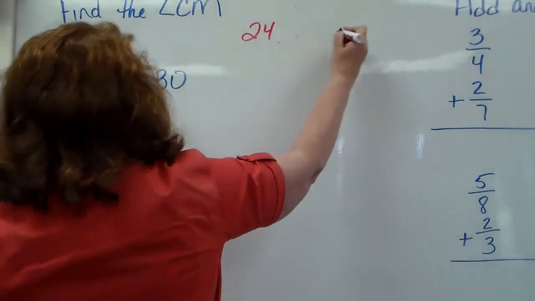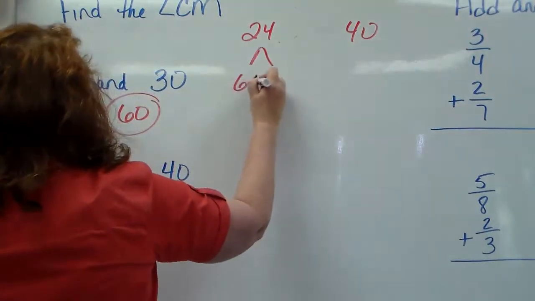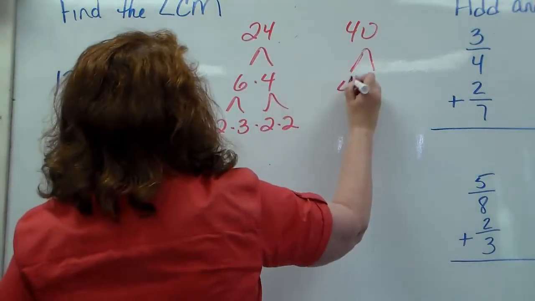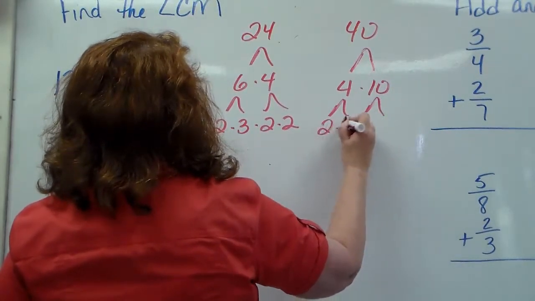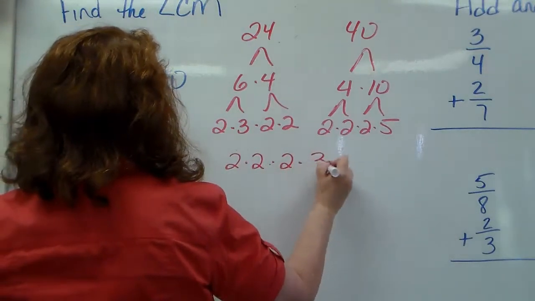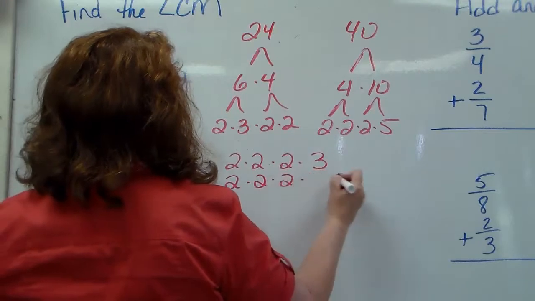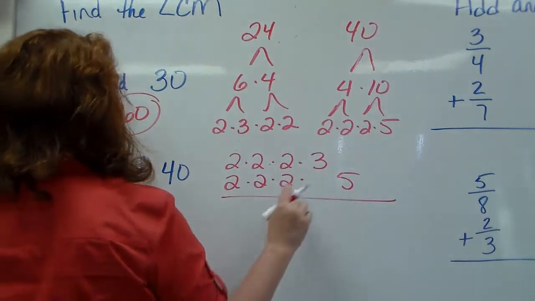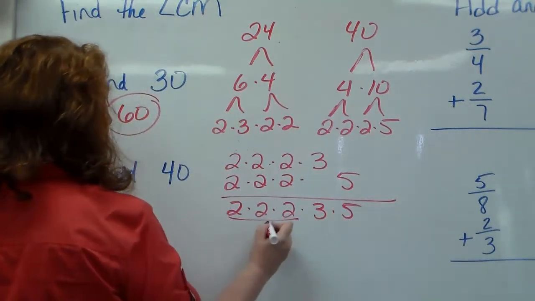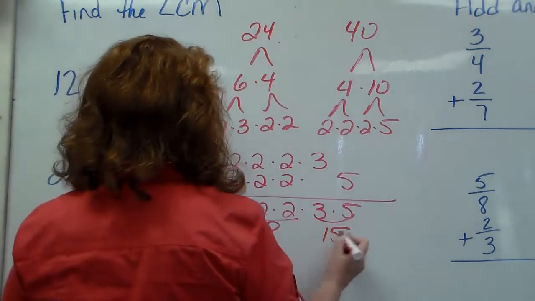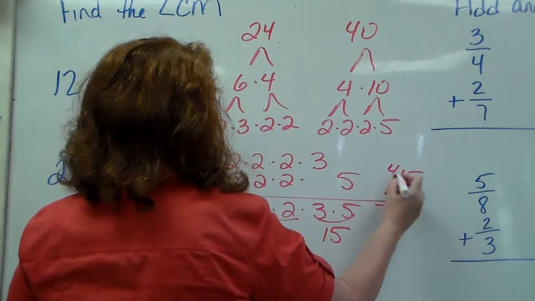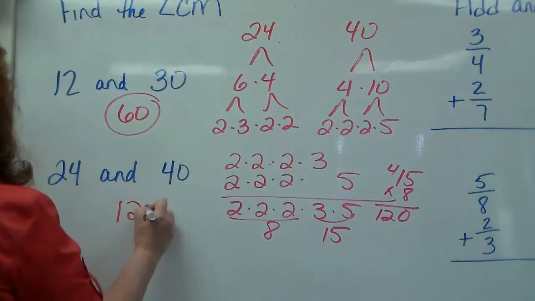Now to do 24 and 40. 24 is 6 times 4, which is 2 times 3 times 2 times 2. And 40 is 4 times 10, which is 2 times 2 times 2 times 5. So I've got 2 times 2 times 2 times 3, and 2 times 2 times 2 times 5. Remember, we can't have these in the same column. So now I have 2 times 2 times 2 times 3 times 5. Well, I know that this is 8 times 15. And 15 times 8, 120.